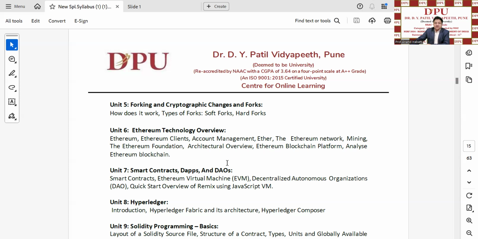Then in unit number 6, that is Ethereum technology overview. So in that, we are going to have an overview of Ethereum. What is Ethereum? What is the role of Ethereum in the blockchain technology? What do you mean by Ethereum clients? How to manage the accounts in the Ethereum environment? What is Ether? Ether is the native cryptocurrency of the Ethereum blockchain platform. Like Bitcoin is the native cryptocurrency of the Bitcoin blockchain network. In the same way, Ether is the native cryptocurrency of the Ethereum blockchain platform.